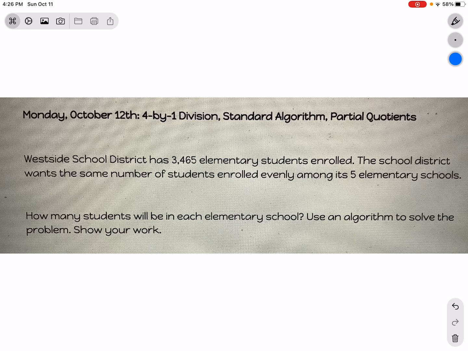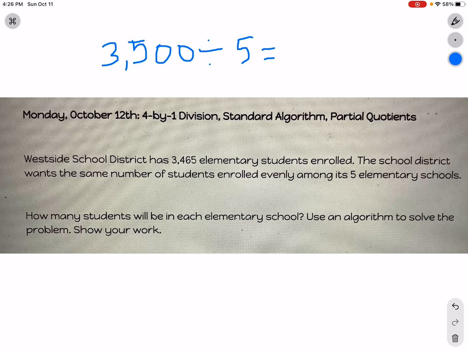But the first thing I'm going to do is estimate. Okay, so if we have 3,465 and we have to divide those evenly among 5 groups, I'm going to look at it like this. I'm going to round that 3,465 up to 3,500 divided by 5, and that equals what?